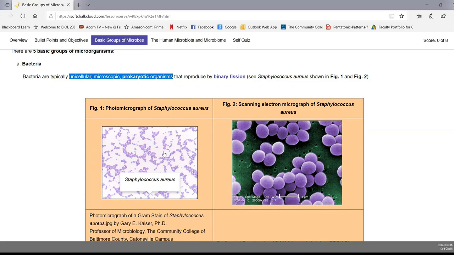We'll learn a little later on that cocci are spherical bacteria, and staphyl refers to a bunch of grapes. So these are bacteria that typically appear in little grape-like clusters. So this is the way they would appear magnified under the microscope 1,000 times. They're magnified even more on the computer screen here. And this is a scanning electron micrograph of Staphylococcus aureus where we can see a much higher magnification. Again, we see the round shape or coccus shape in the grape-like bundles. So it gives you an idea of what a typical bacterium looks like, Staphylococcus aureus.